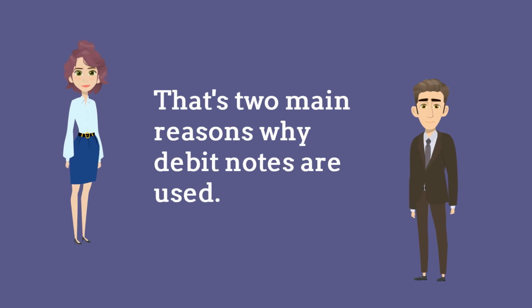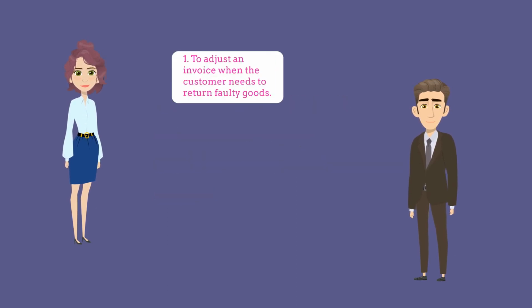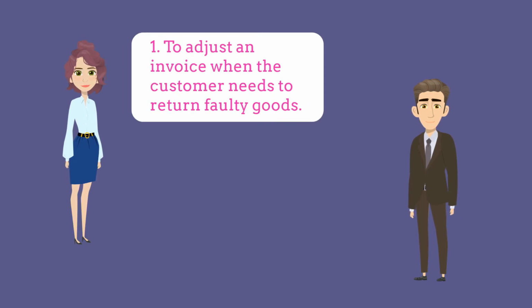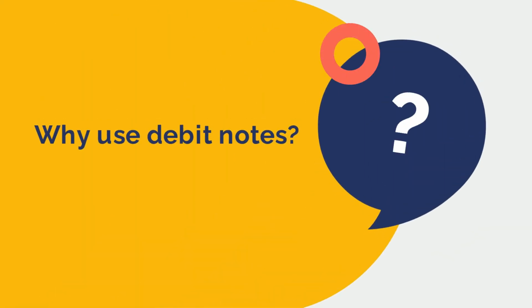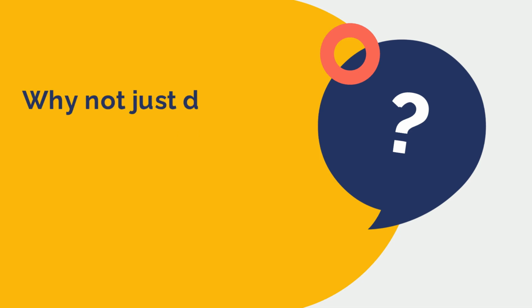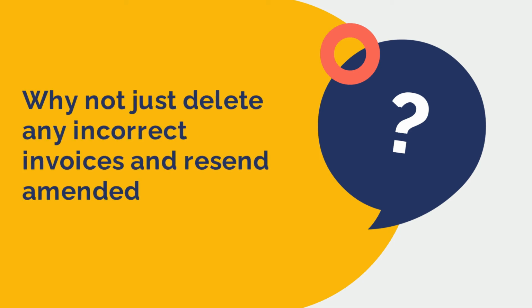So there you have it. That's the two main reasons why debit notes are used in the purchasing process. Number one, to adjust an invoice when faulty goods need to be returned to a supplier, and number two, to ask for more money when a supplier undercharges a customer. At this point, you may be wondering why you would use debit notes at all, instead of just deleting any incorrect invoices and sending out amended ones?